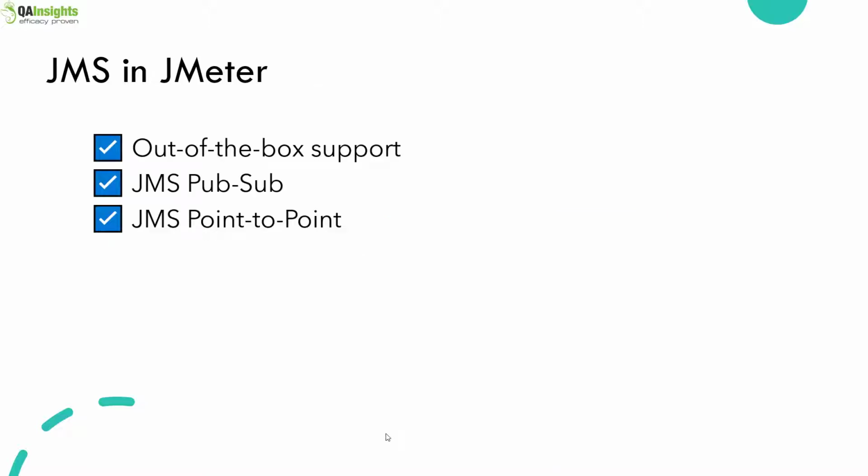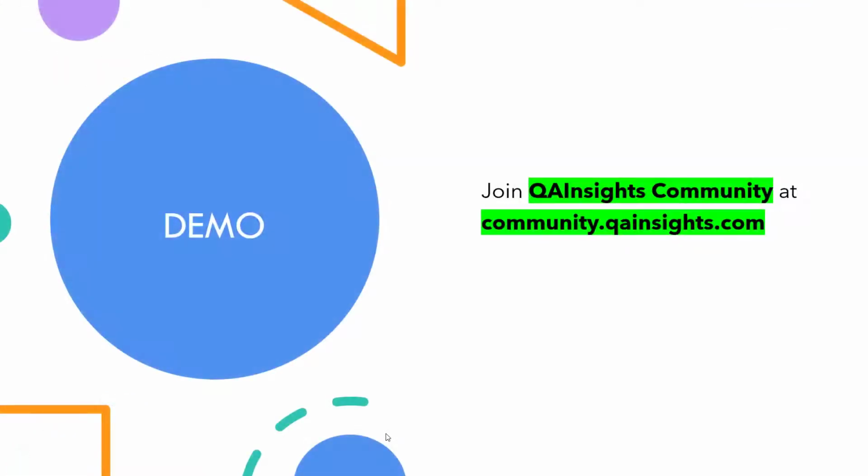Now let us see what's there in JMeter for JMS. Out of the box, JMeter supports the JMS protocol. You will get three samplers. One sampler is to publish the message, another sampler is to subscribe to the message, and you will get another sampler for the point-to-point. So for the JMS pub/sub, you have to add two samplers, and for the point-to-point, you will get only one sampler. Now let us see a quick demo of how you can test your ActiveMQ message broker in JMeter.